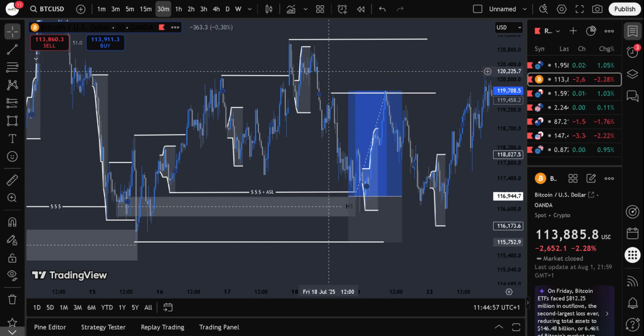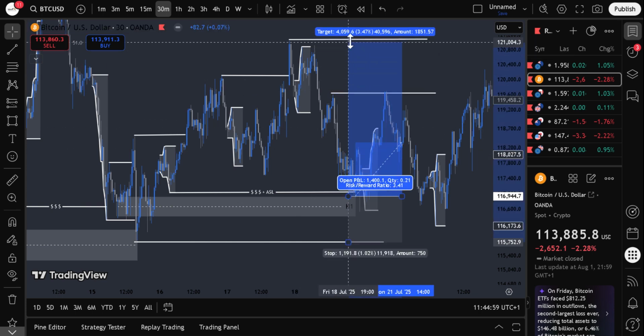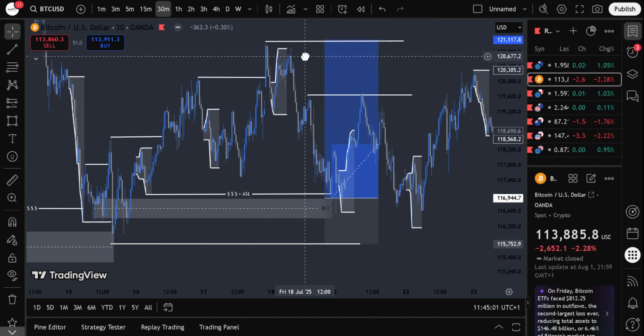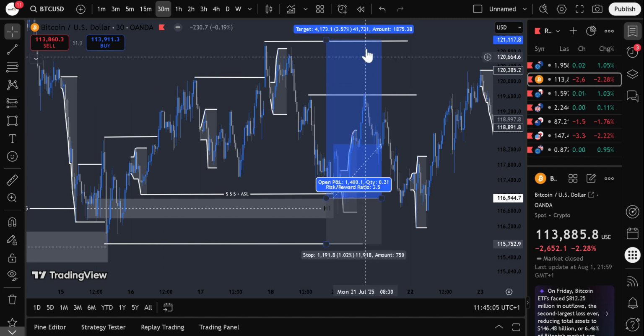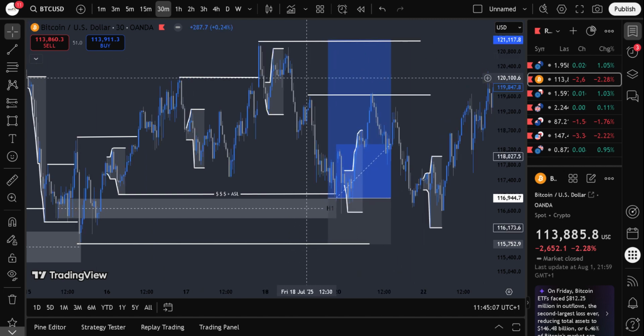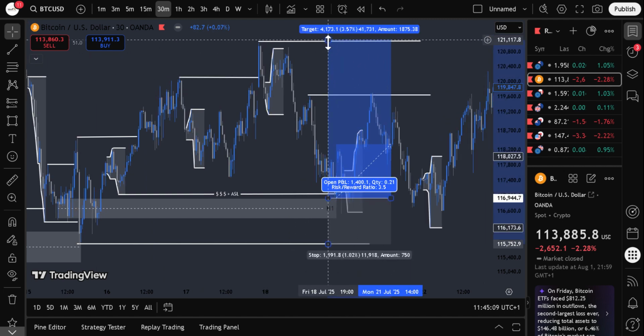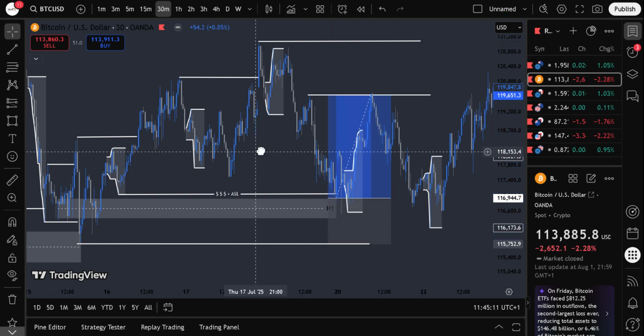So we targeted this high. Usually I would target this high, but I saw some bearish signs. This is a supply zone and everything, so I didn't want to get caught up in that. So I closed at this high right here. So that's for BTC USD.